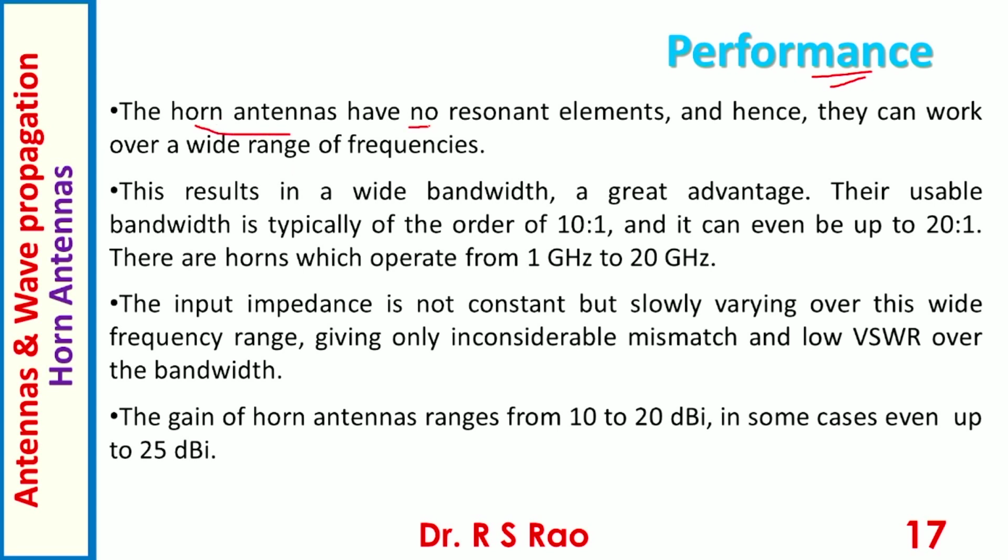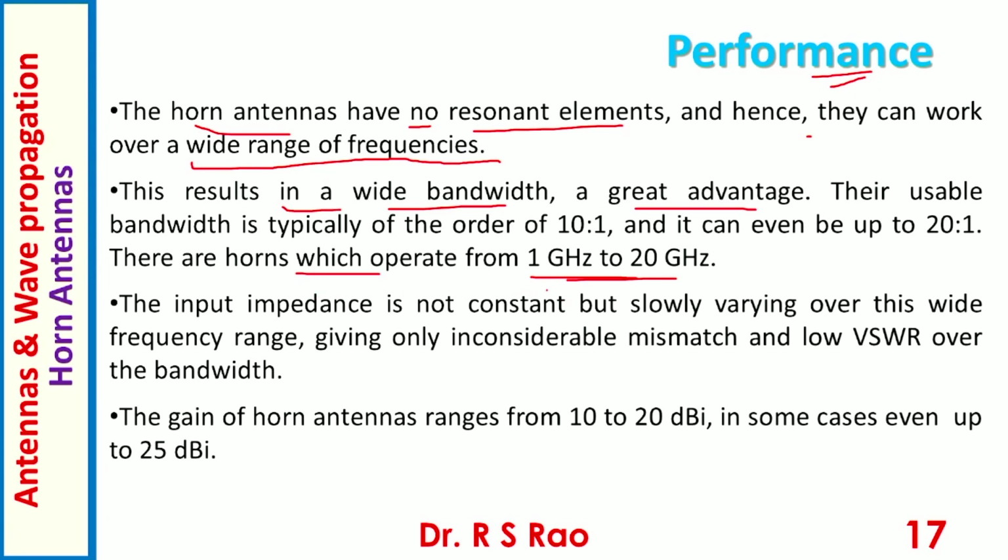The horn antennas have no resonant elements and hence they can work over a wide range of frequencies. So these are broadband antennas. This results in a wide bandwidth, great advantage. Their usable bandwidth is typically 10 to 1 and it can even be up to 20 to 1. Horns which operate from 1 gigahertz to 20 gigahertz also exist. This is the typical frequency range of horn antennas.